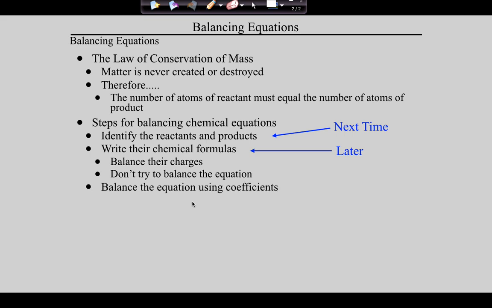So guys, step number 3 is this. Then you're going to balance the equation using coefficients. This we're going to do right now. So we're going to do these backwards. We're going to start on step 3, which is just balance the equation using coefficients.